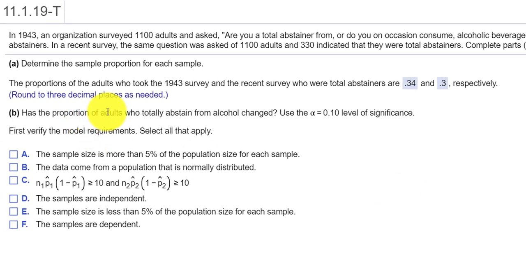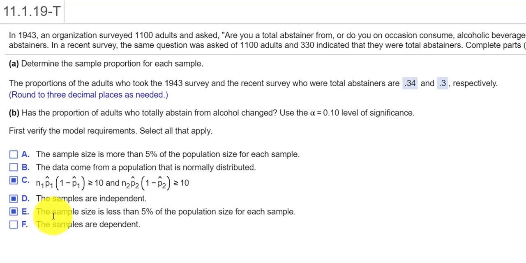Next, it says, has the proportion of adults who abstain changed, right? So we want to know, based on this, has there been a big change since 1943? And we want to test this at the 10%, 0.10 level of significance. But before we do that, we have to answer this question. First, verify the model requirements.